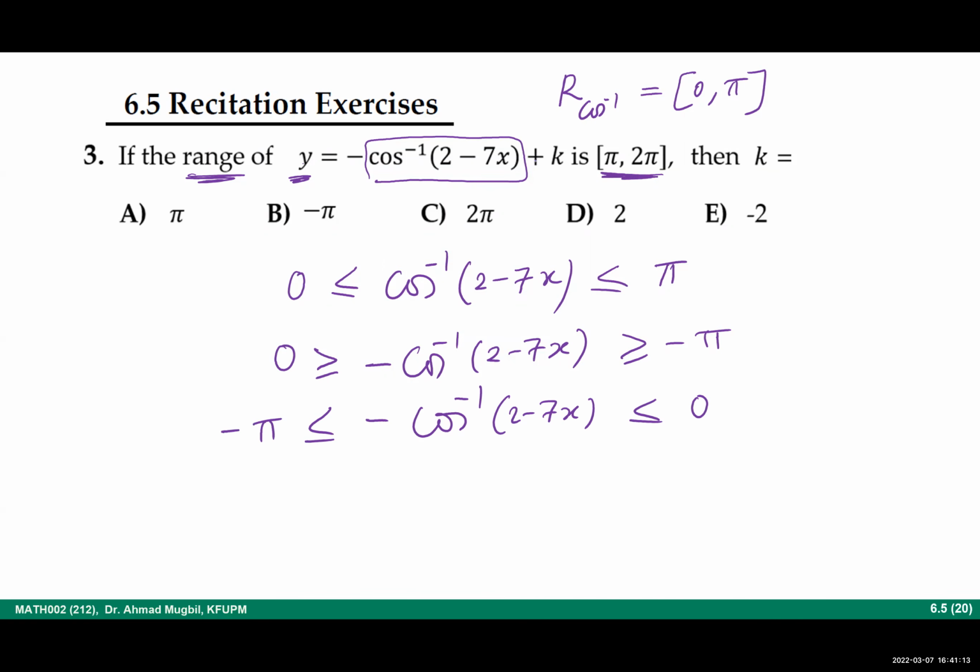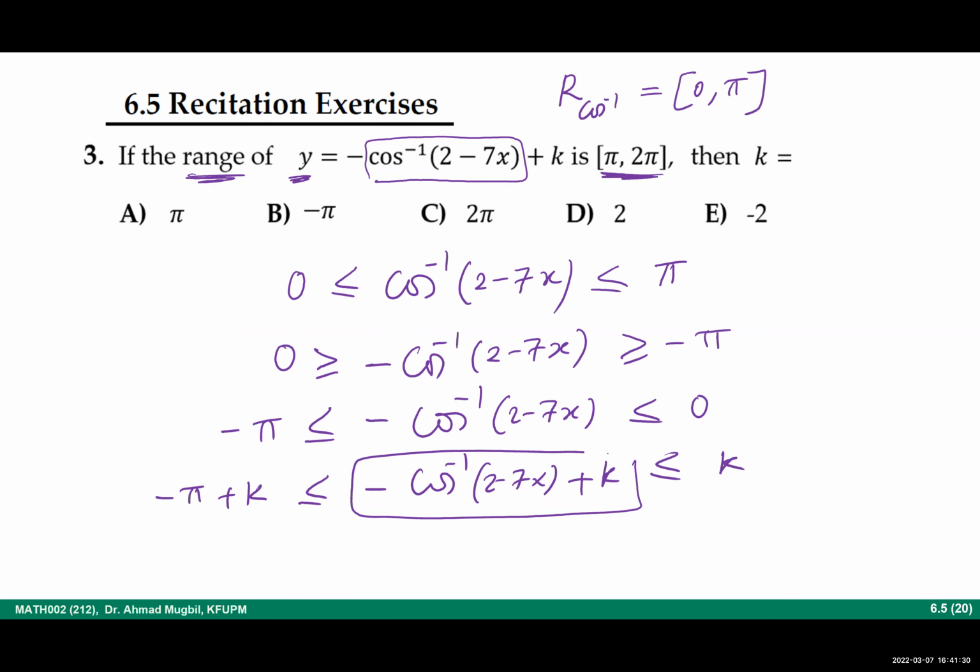What is remaining? We need to add k, so we will add k for both sides. When we add k here, 0 plus k will be k, and here it will be negative pi plus k. I added k for both sides. Now, what is this here in the middle? This is our y.